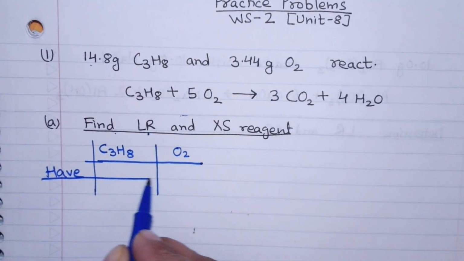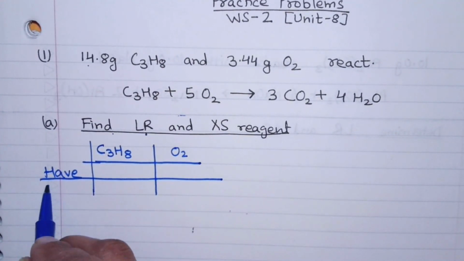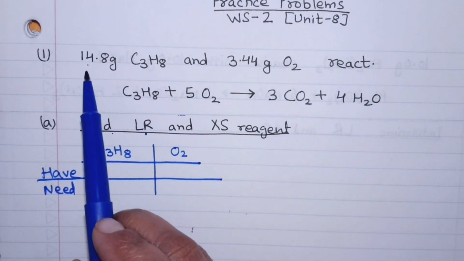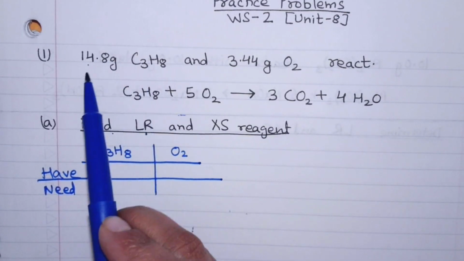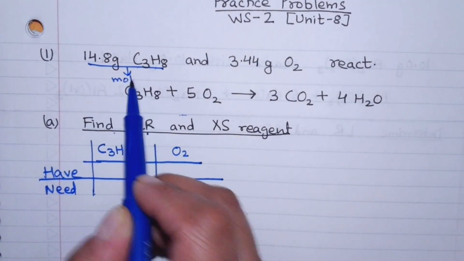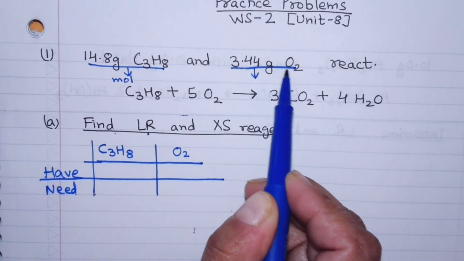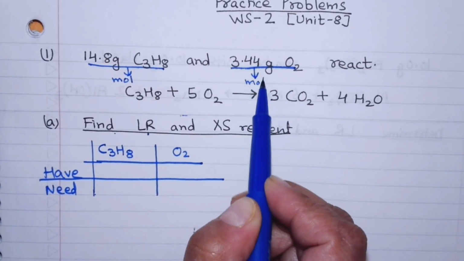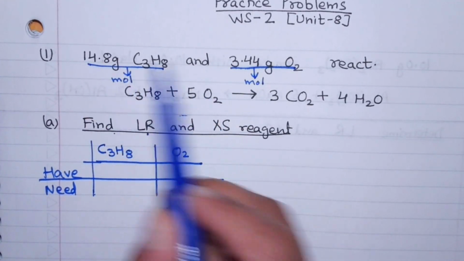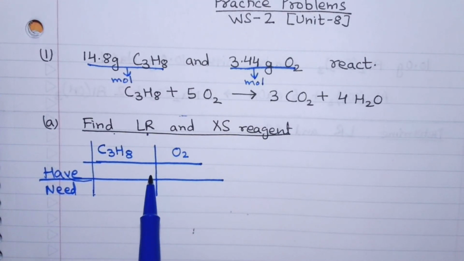Okay. So let's write down the have. And you can assume that this is all in moles, right? So I would not be writing moles. Okay, have versus need. Okay. So now, since we are given 14.8 grams of this, convert that to moles first. And then we are going to convert 3.44 grams of O2 to moles. So this is always our first step. Always convert the grams to moles and then we can put that as have in our have versus need table.